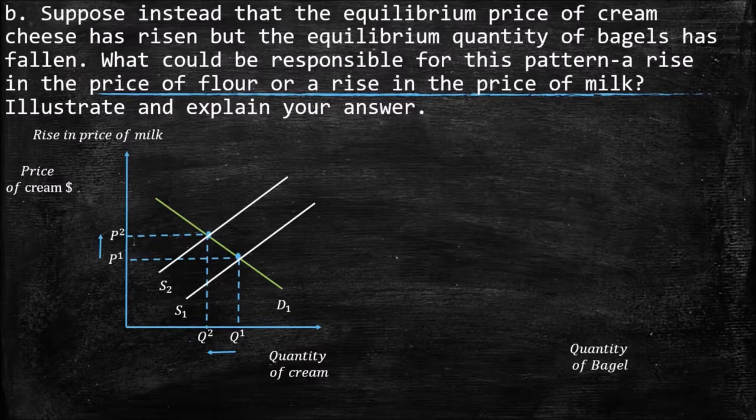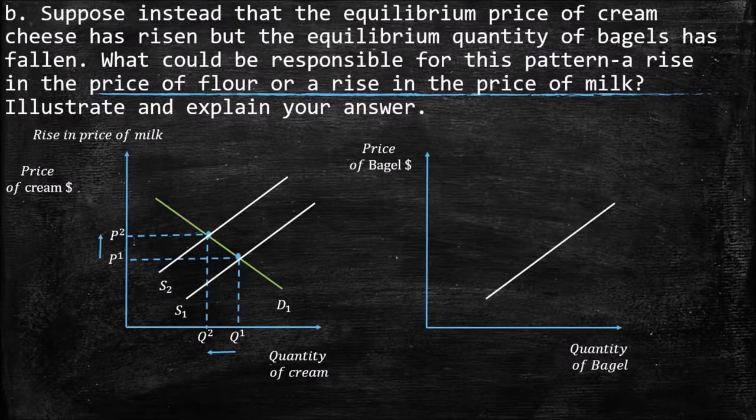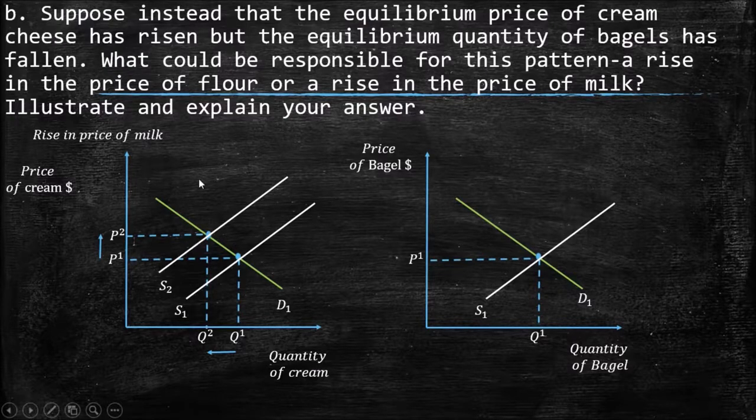In the other case, we have the quantity and price of bagels. So we are now in the bagel market, and here we have the initial position. Now, because the price of cream cheese increases, and it is my complement, I will consume less bagels because they're more expensive, since I need to consume them with cream cheese. So in this case, the demand curve decreases with a shift to the left. Here we see how the equilibrium quantity of bagels has fallen.